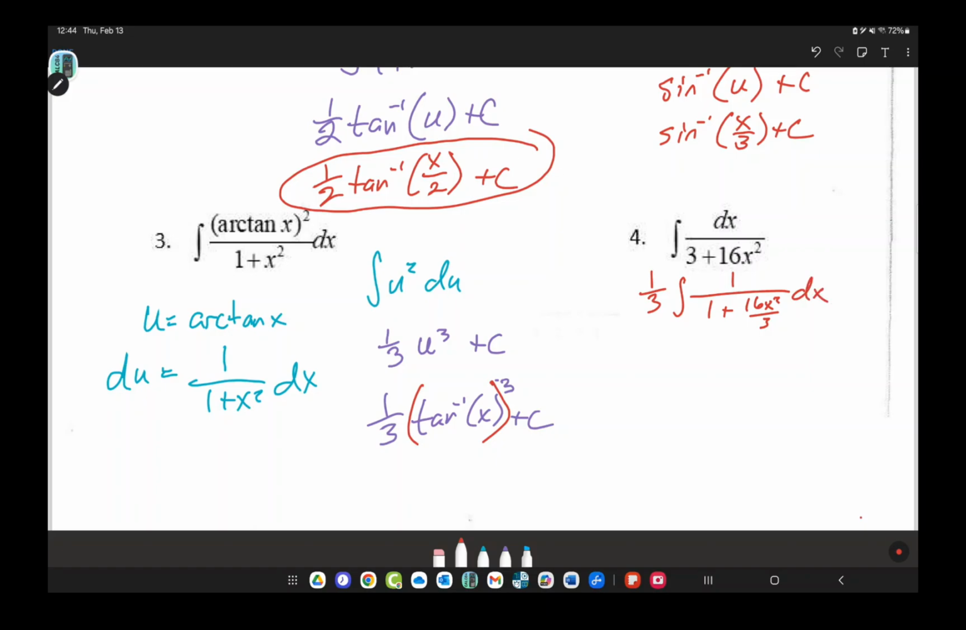Now, I need to write this as something squared. So how would I write this as something squared? What's squared is 16? 4. What's squared is 3? Root 3.